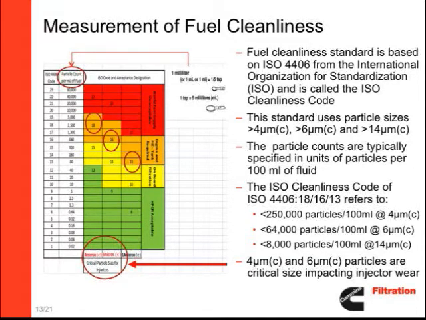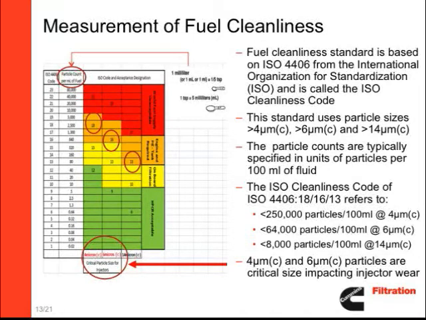The International Organization for Standardization, ISO, issued a set of guidelines, ISO 4406, also called the ISO Cleanliness Code for fuel cleanliness. To the left, you see the chart for the ISO 4406 code. The standard uses 3 major particle sizes: particles larger than 4 microns, particles larger than 6 microns, and particles larger than 14 microns. The particle counts are typically specified in units of particles per 100 milliliters of fluid.